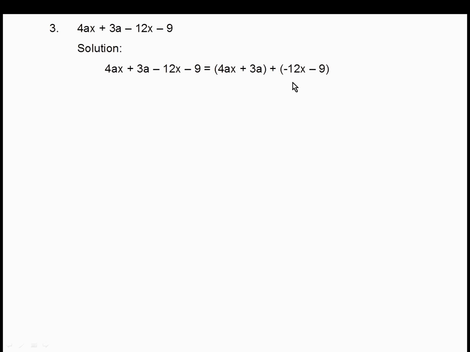Looking at the last two, now again, because this is a minus, I'll certainly take out a minus. See, 12 and 9, they have 3 in common. Now there is no letter. So from the first two, take out a, that'll leave me 4x plus 3. From the last two, take out minus 3, that'll leave me 4x plus 3. They now have 4x plus 3 in common. So I factor out 4x plus 3, I'll be left with a minus 3.